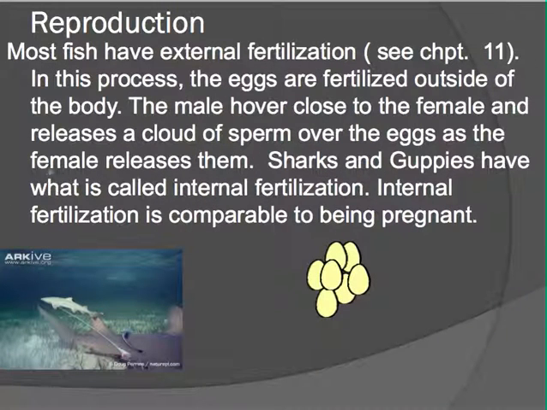So, how do fish reproduce? Most fish have external fertilization. If you guys want to open your books, just look in chapter 11. In this process, the eggs are fertilized outside of the body. The male hovers close to the female and releases a cloud of sperm over the eggs as the female releases them. Sharks and guppies have what is called internal fertilization. Internal fertilization is compared to being pregnant.